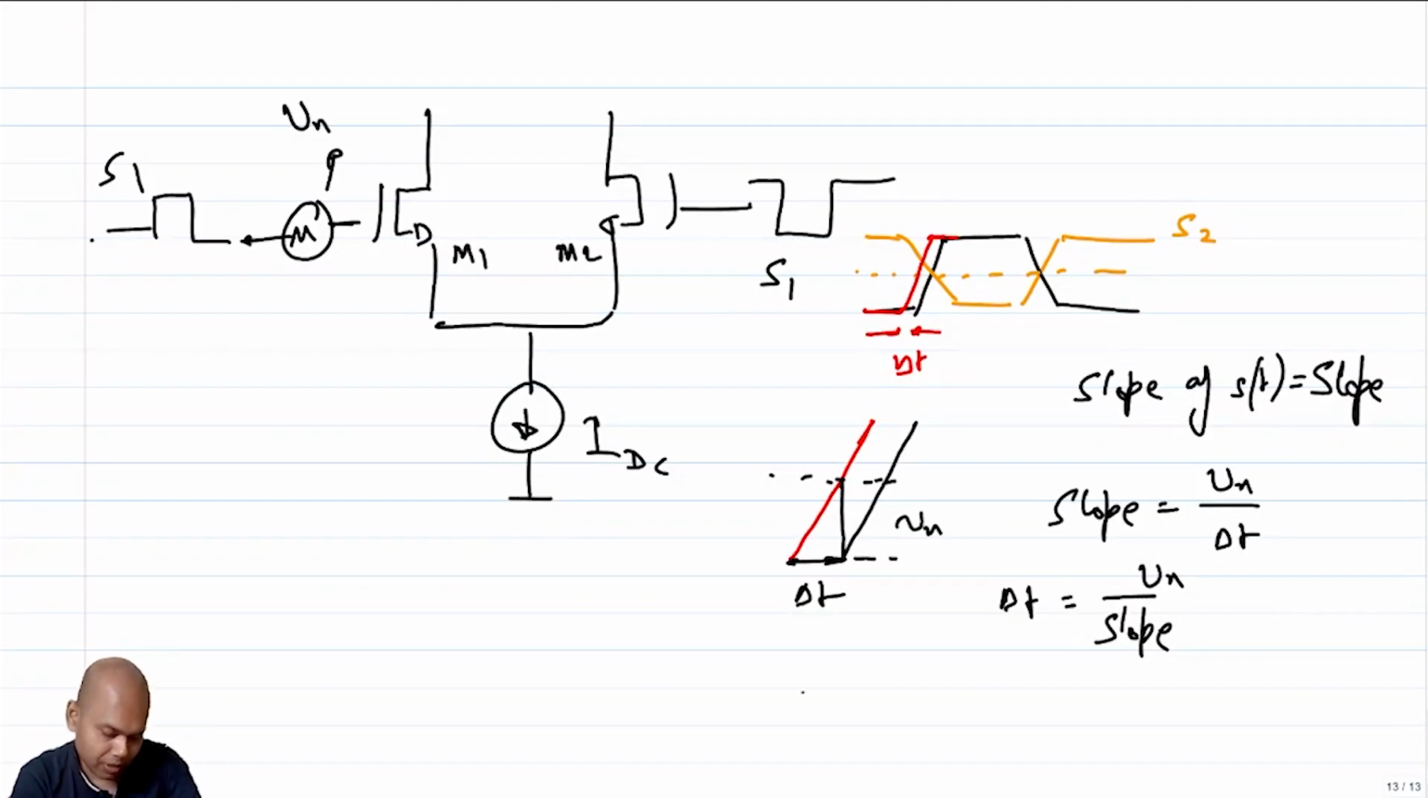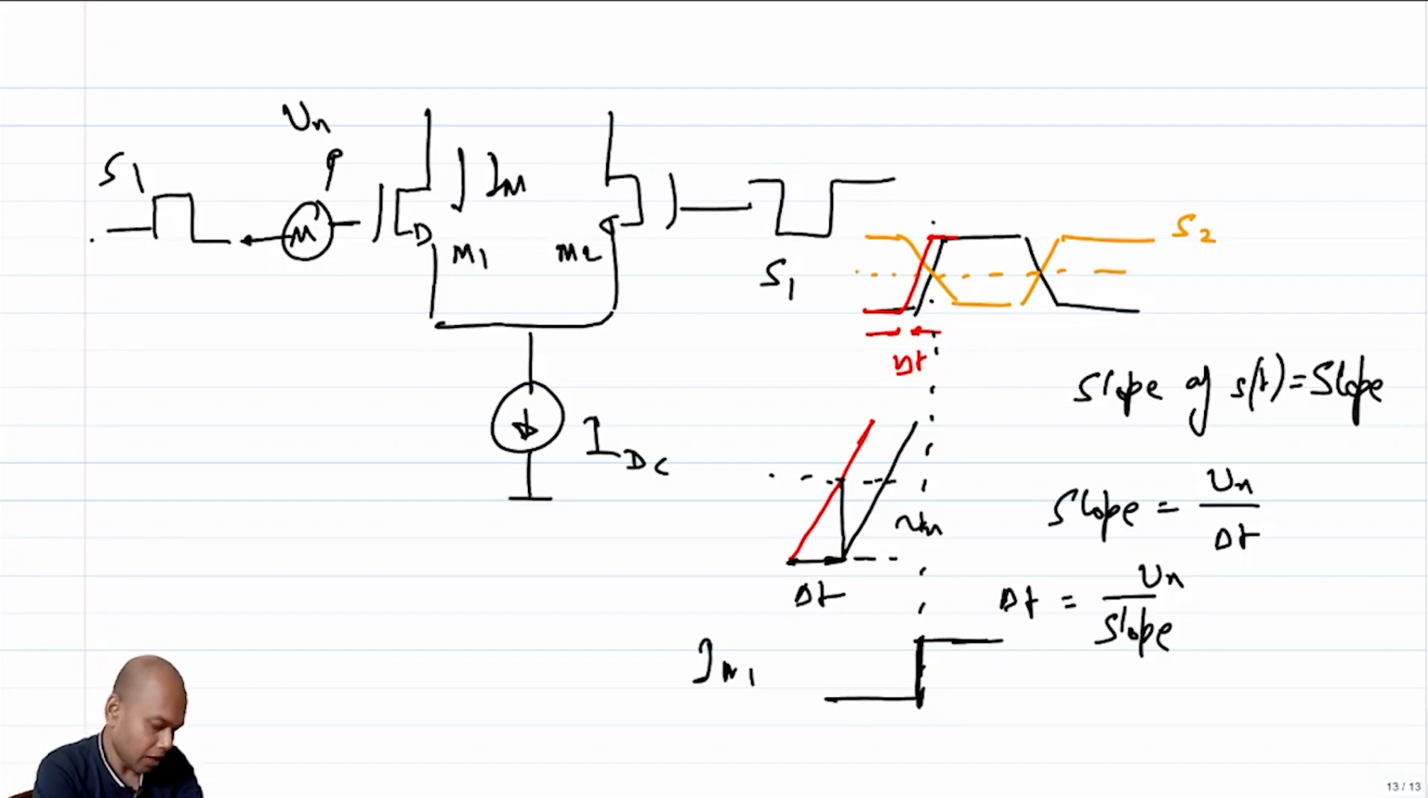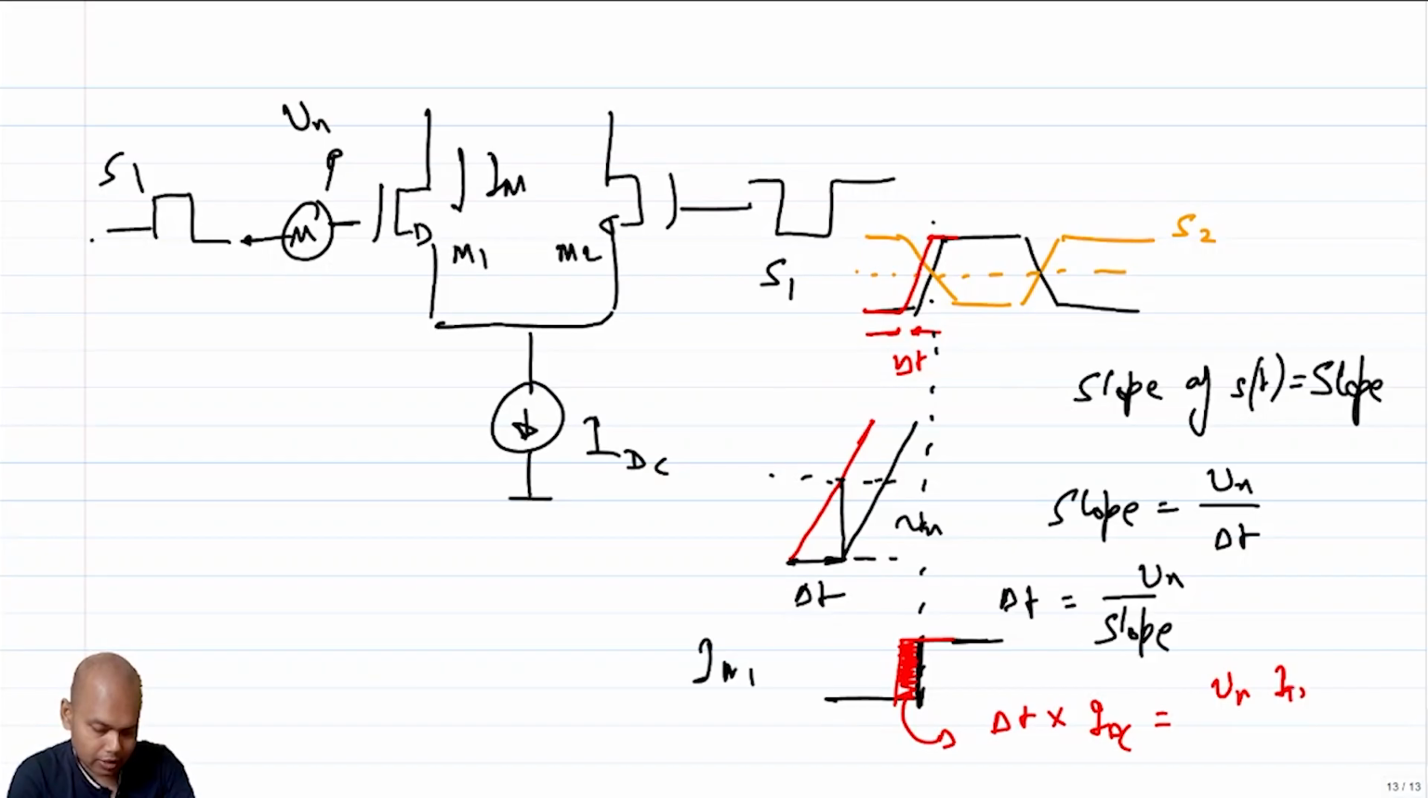So what was supposed to happen? The current through M1, IM1, was supposed to be shifting here, but now IM1 is shifting slightly ahead. So this is the error that I am incurring. How much extra charge am I putting in because of this error? This is basically delta T times IDC, which is Vn times IDC by slope, correct?